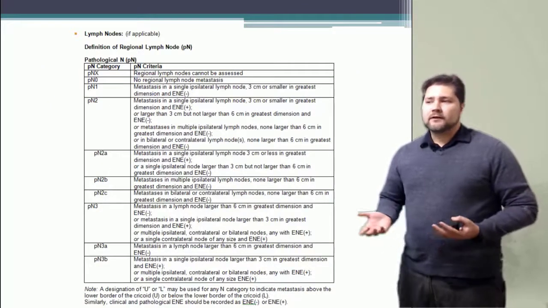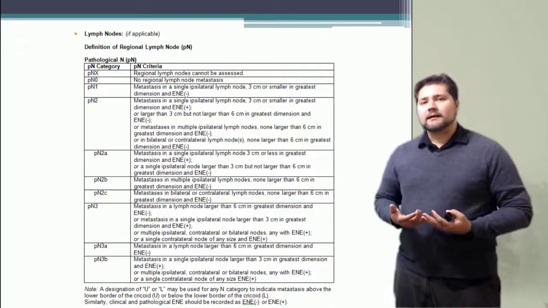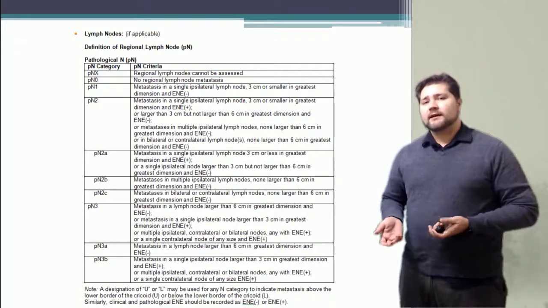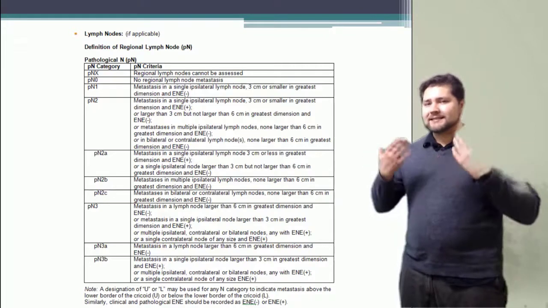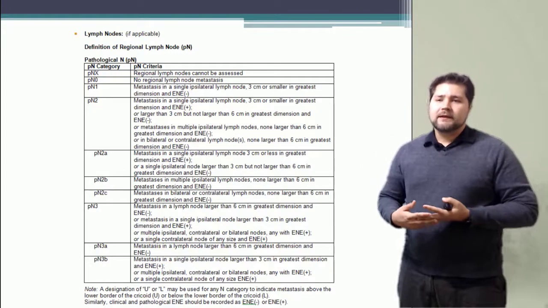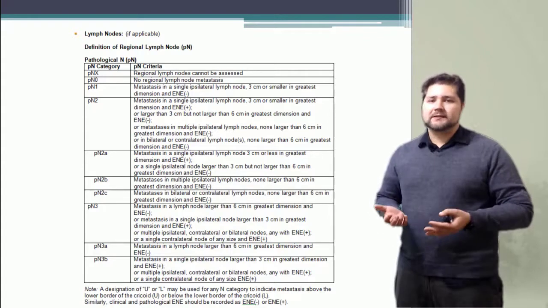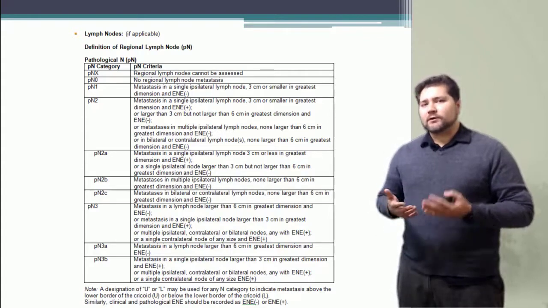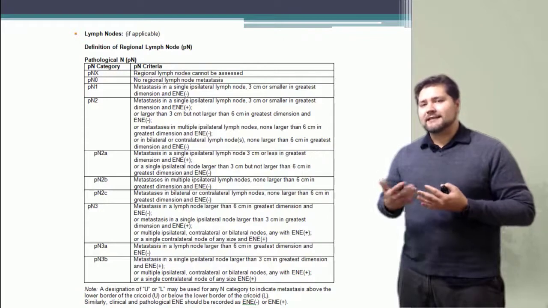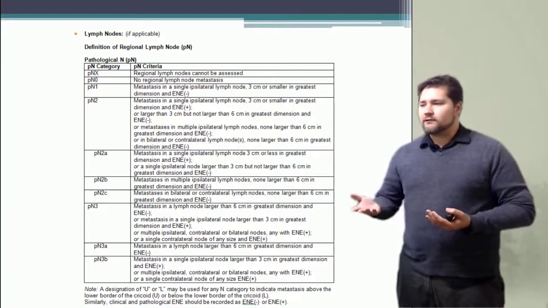Nasal tumors do follow the same sort of lymph node designations that the oral tumors did, because they essentially metastasize along those same cervical lymph nodes. So again, we're looking for the extranodal extension and how prevalent that is as a key factor in identifying where your N of the TNM staging is going to fall.